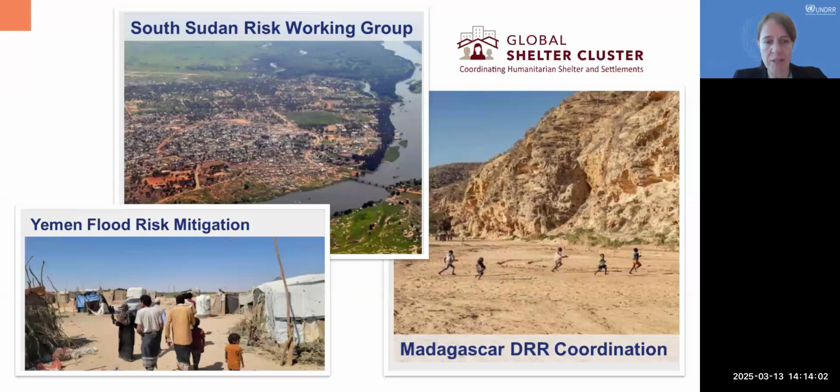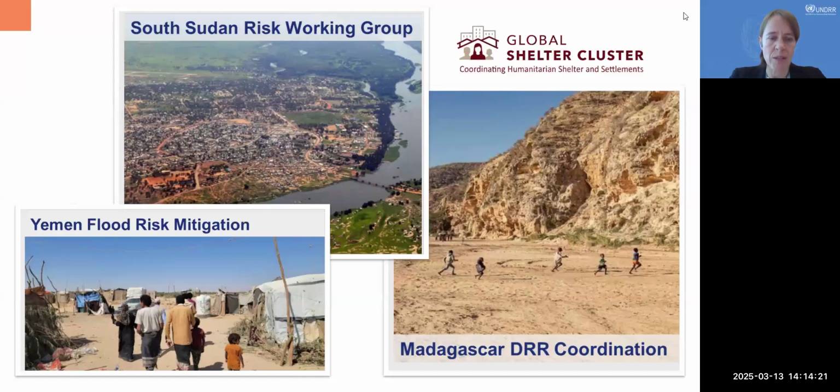Here are just some examples that I wanted to share about what it means in practice to do DRR in humanitarian settings. Like I said, DRR is not a sector of work per se. It's something that everyone can do, whether it's preparedness, response, or recovery.